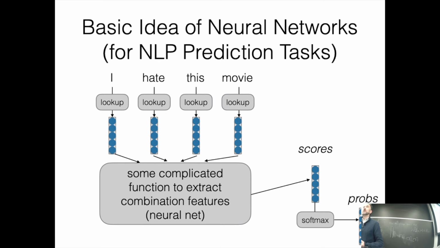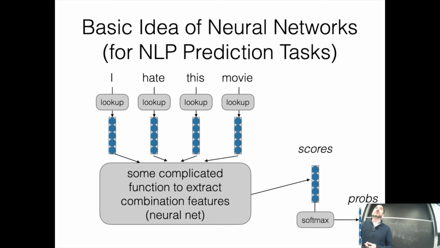And the way we do this is we have a lookup of dense embeddings. Sorry, I just realized my coloring is off. I was using red to indicate dense embeddings, so this should be red instead of blue. But we take these dense embeddings, and then we create some complicated function to extract combination features, and then use those to calculate scores.